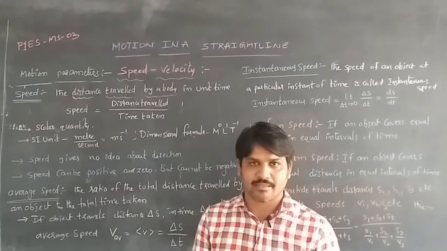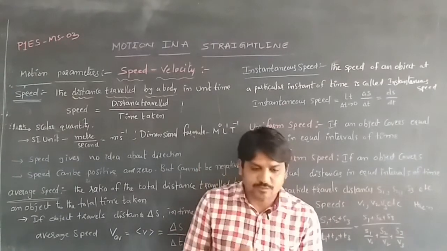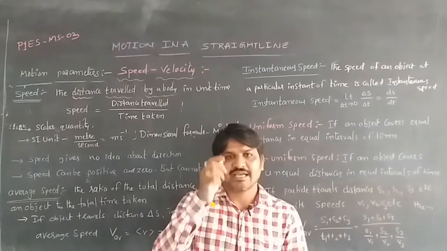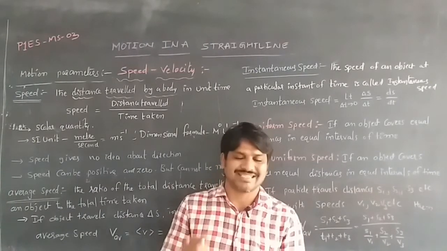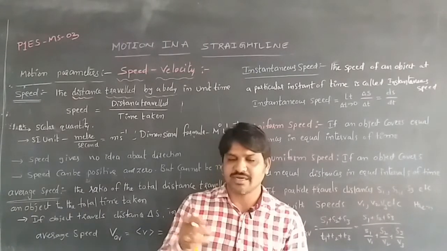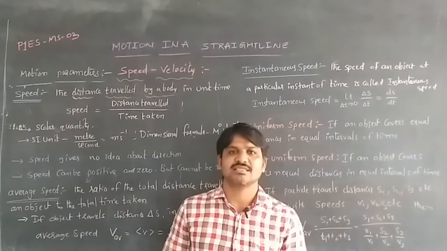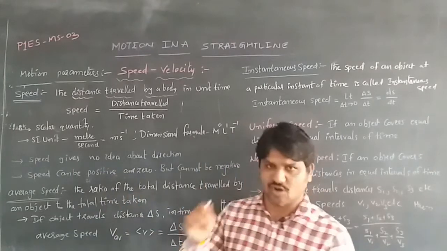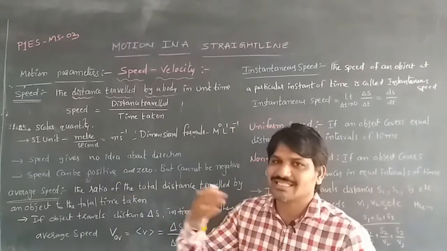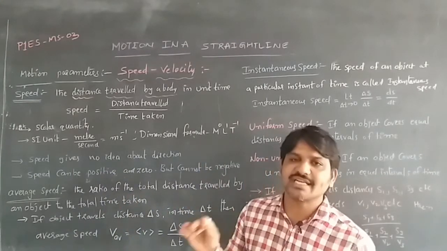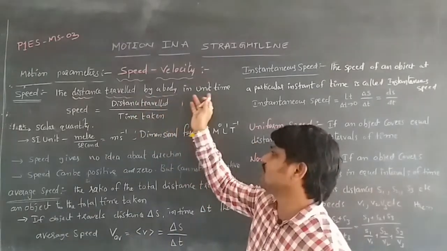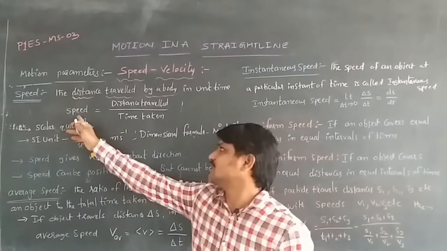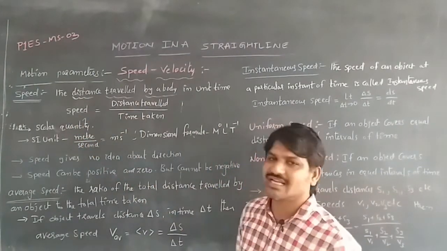Means if a body travelled from one point to another point in a certain time limit, in unit time, say 1 meter in 1 second, then that is the speed of that body, of an object. The distance travelled by a body in unit time is called speed. That is, speed is equal to distance travelled divided by time taken.